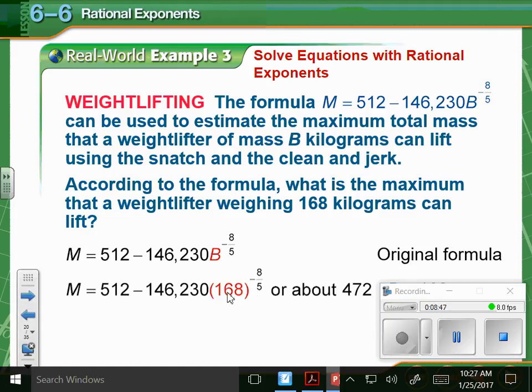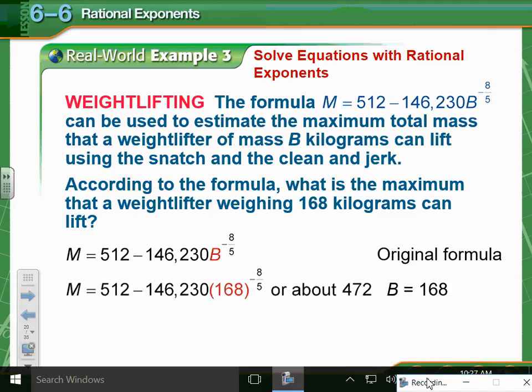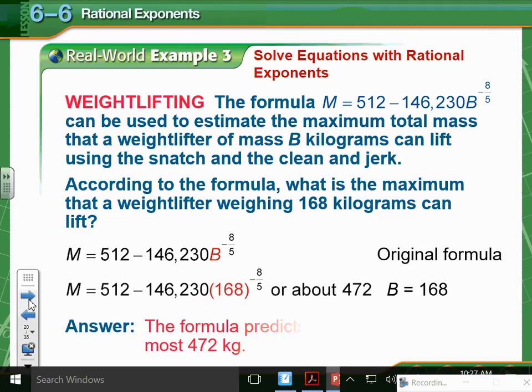When you put the 168 in for B, then you calculate all this out, you get about 472. So the formula predicts that he can lift at most 472 kilograms.